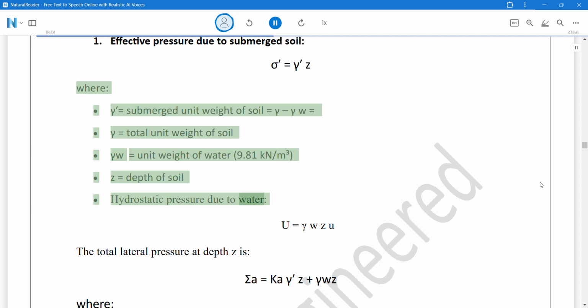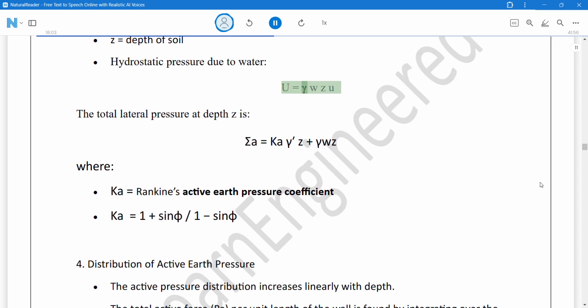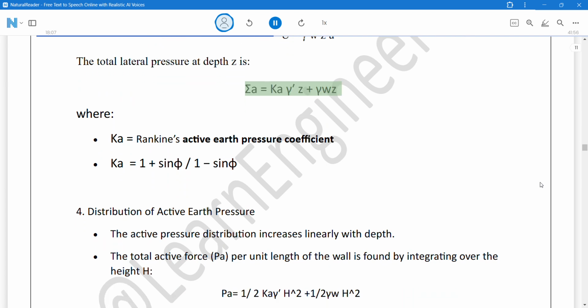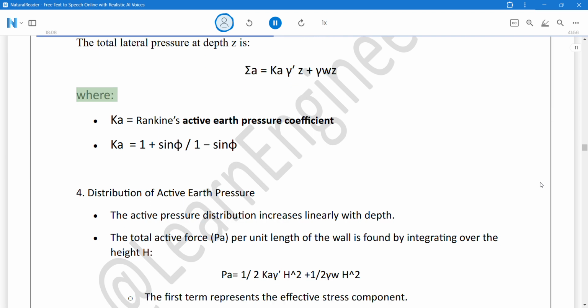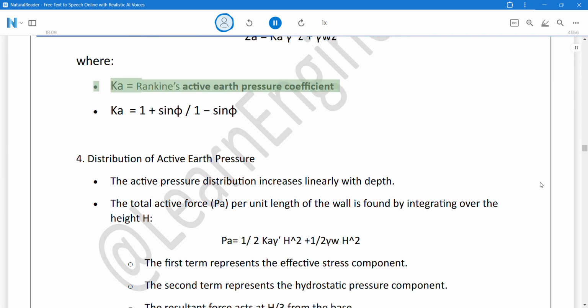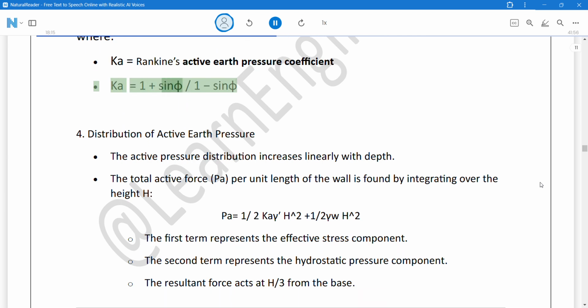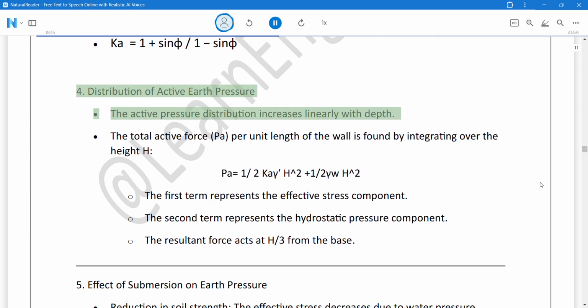2. Hydrostatic pressure due to water: u equals gamma W z. The total lateral pressure at depth z is sigma A equals Ca gamma' z plus gamma W z, where Ca equals Rankine's active earth pressure coefficient. Ca equals (1 minus sin phi) over (1 plus sin phi).